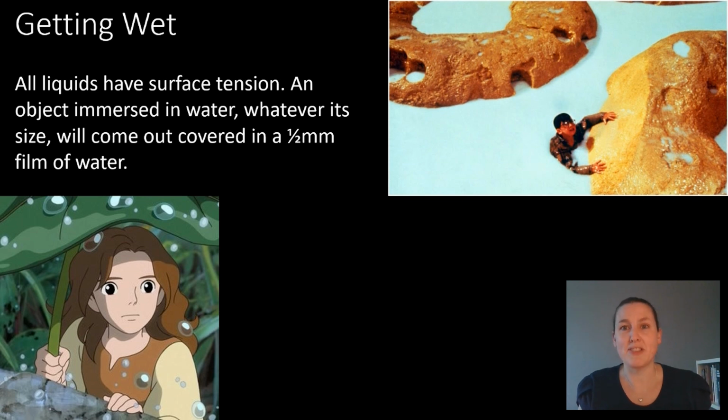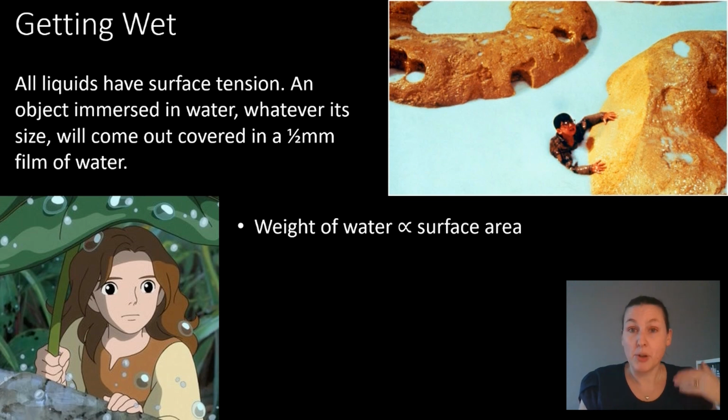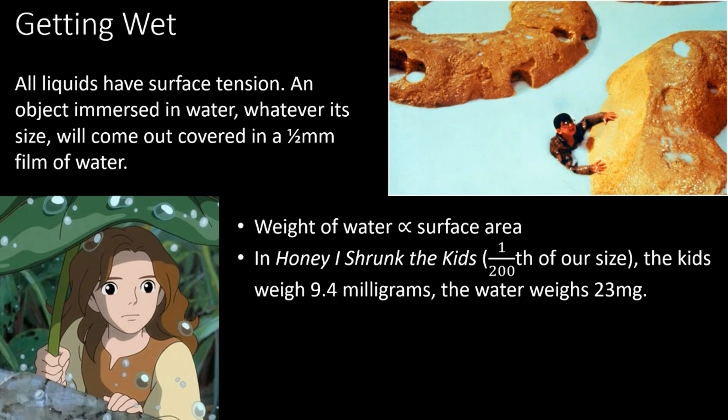So a human coming out of the bath will be covered in this thin 0.5 millimeter film of water. It basically weighs about 900 grams. It's negligible. But for a little person, we've got to scale that according to their surface area, which varies with the square of the scaling factor. And that starts to be a huge proportion of their weight.